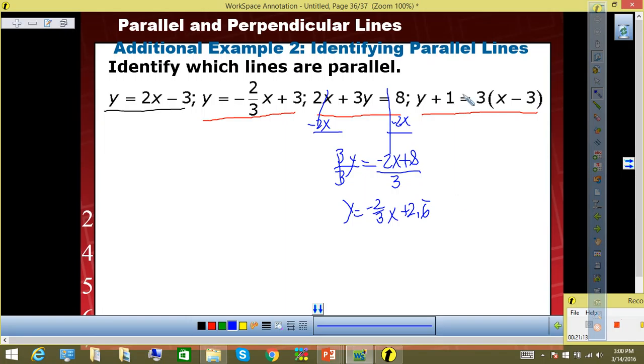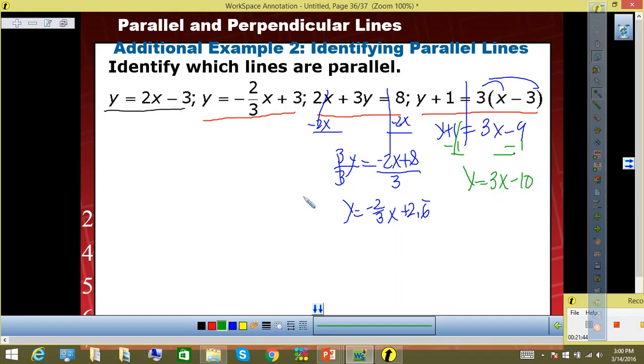Hold on, before you leave, look at this one. Is this one solved for y? No. Before we bring this one over, we need to distribute the 3. So we end up with y plus 1 equals 3x minus 9. And then minus 1, minus 1, y equals 3x minus 10.